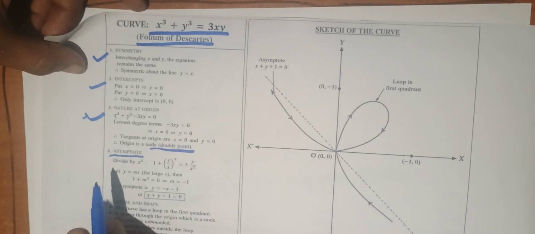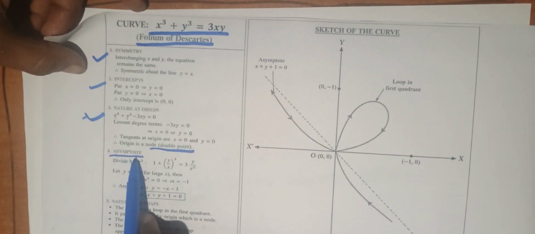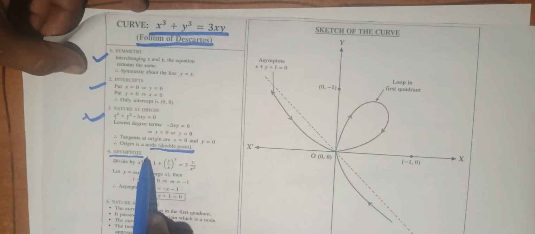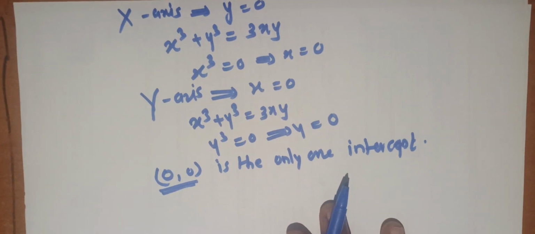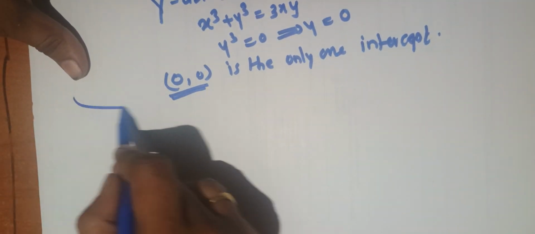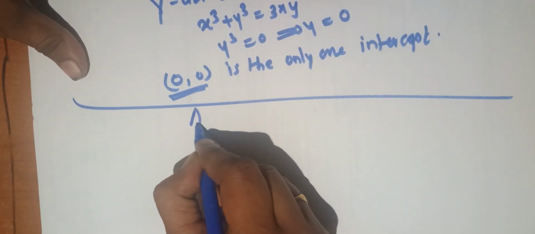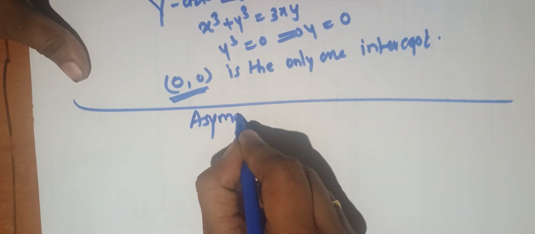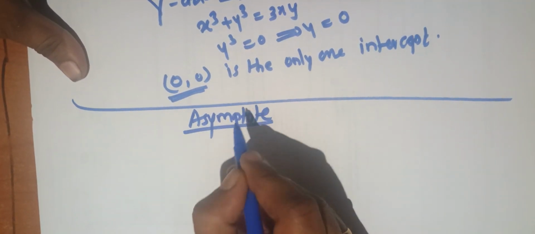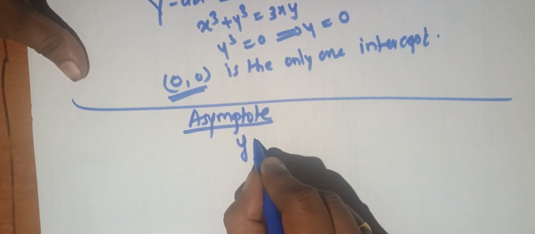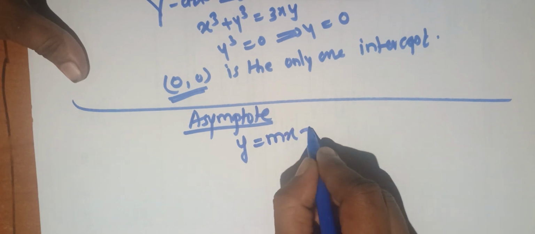Now we have to find tangent at infinity. To find tangent at infinity, what we have to do? We have to consider one equation. Tangent at infinity, or we can say asymptote. For finding asymptote, what we have to do? We have to consider y is equal to mx plus c.